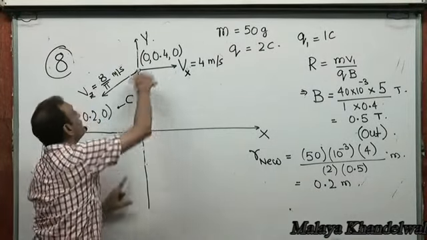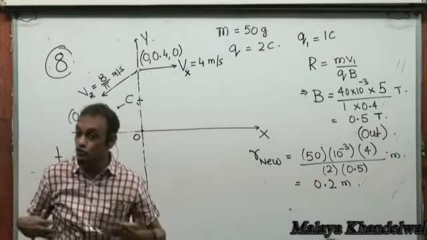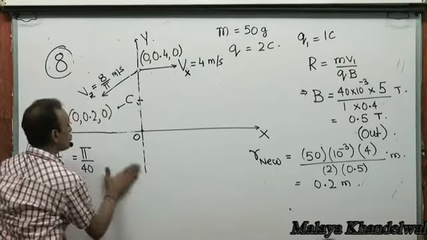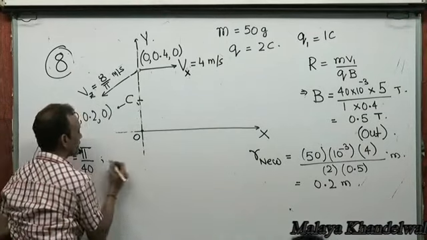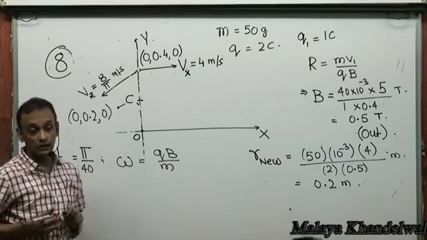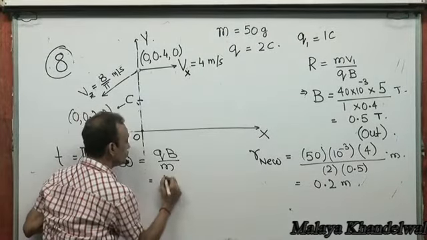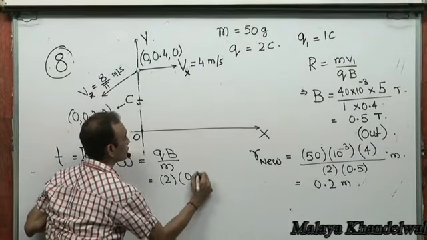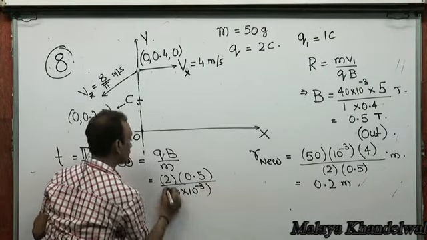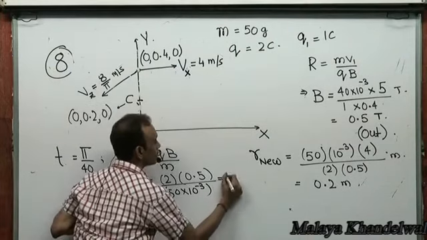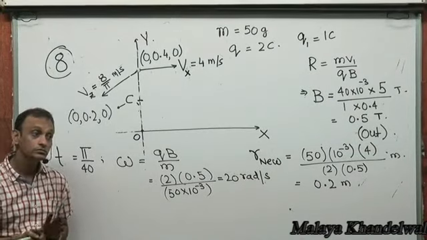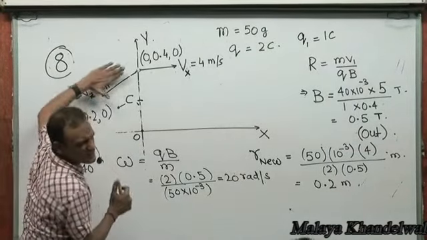Now, in the xy plane, the combined mass has an omega, which is qB by m, which will tell me the angular deflection with respect to this position, right? So omega of the combined mass is going to be qB by m, the angular velocity in the xy plane in the circular motion. Q is 2 into 0.5, divided by mass m, which is 50 into 10 to the power minus 3, so 20 radians per second, right? That is the omega.